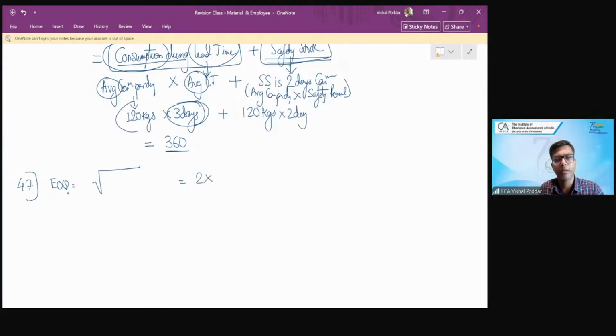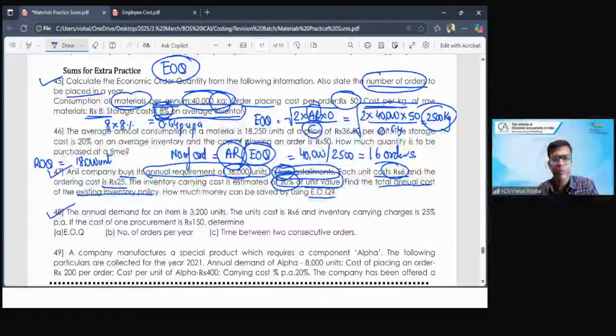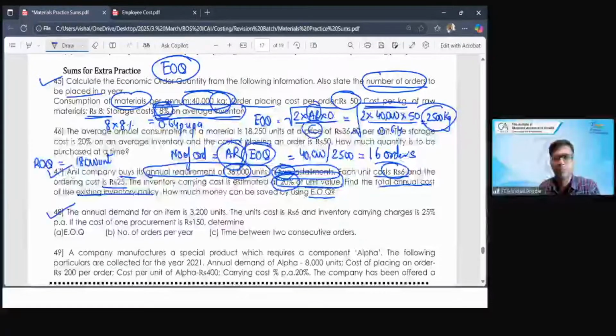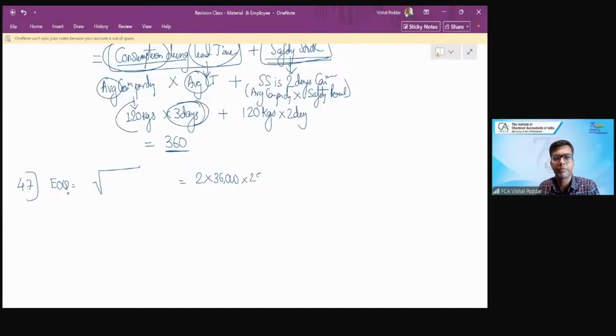I'm not repeating. So it is 2 multiplied by 36,000 multiplied by the ordering cost of 25, upon 1.2. This will give me EOQ. Now, what they want is a comparison between the cost of the present inventory policy and the cost that you will have after adopting EOQ.